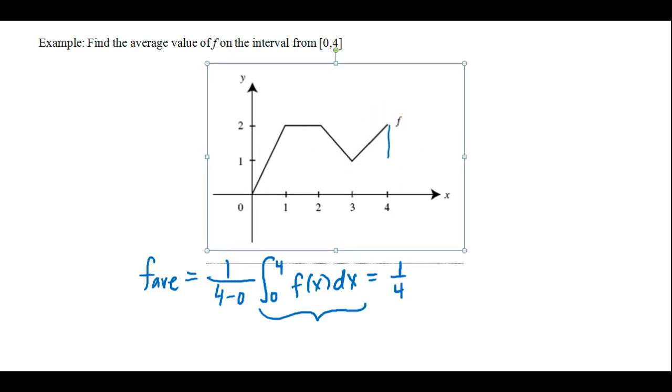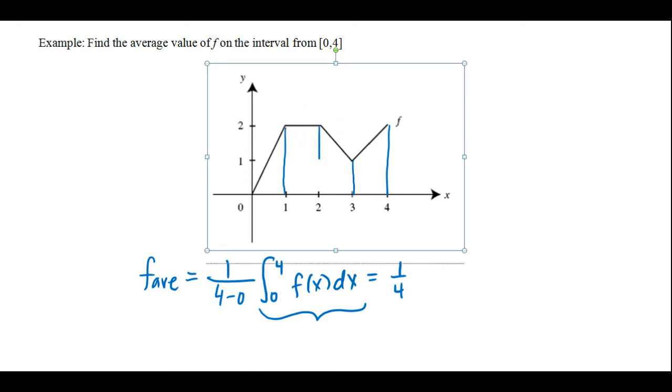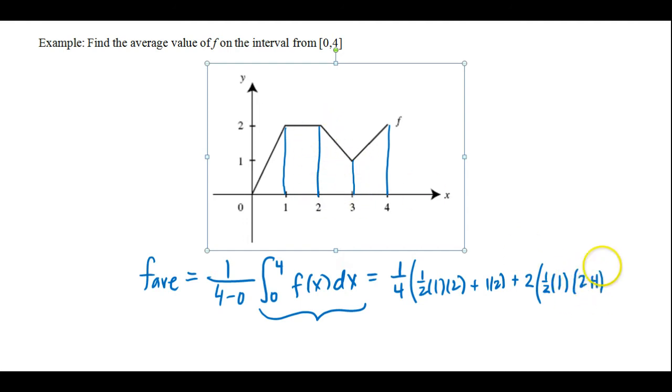So in order to find the integral, I'm going to go back to the concept of area and think about all of these geometric shapes here and add them all together. So here I'm going to have 1/4 times the area, so base 1, height 2, so 1/2 base times height, plus base 1, height 2, so 1 times 2, plus, notice these two are symmetric, so if I find 1 I can double it. So I'm going to have 2 times, this is the area of a trapezoid, so the area of a trapezoid is 1/2 the height, which is 1, base 1, so base 1 is 2, base 2 is 1, so 2 plus 1.